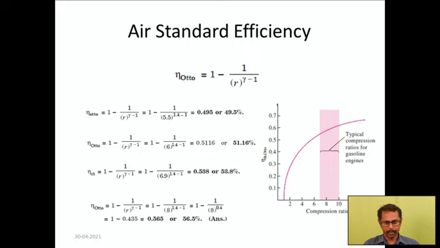This can be represented clearly in a graph, in which when the compression ratio increases, we could see the efficiency of the Otto cycle increases. When the compression ratio is low, the efficiency curve is very steep. At lower compression ratios, the rate of increase in efficiency is higher. When the compression ratio is higher, the rate of increase is a little lower. For gasoline engines, for spark ignition engines, a typical compression ratio is generally from 7 to 10.